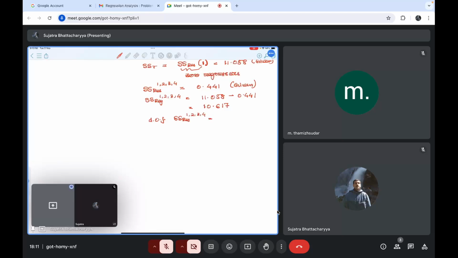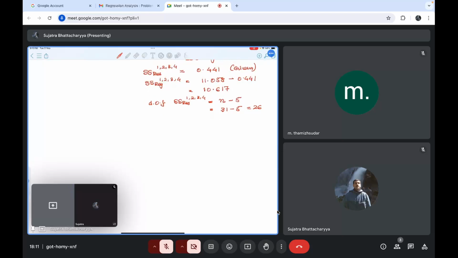There are four parameters for regressions. Therefore, 4 plus 1, 5 unknown parameters. Right? We have already discussed at the starting. So there are 5 unknown parameters. Total number of observations is n, that is 31, minus 5 will be the degree of freedom. So it will be 31 minus 5, that is 26. So the degrees of freedom is 26.